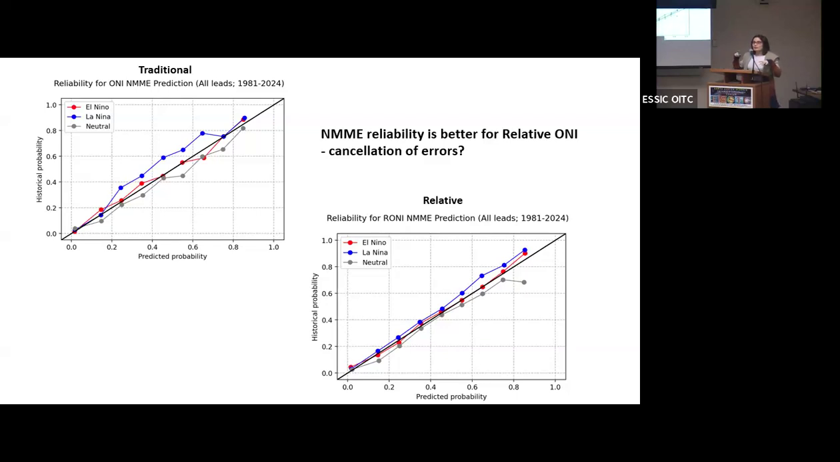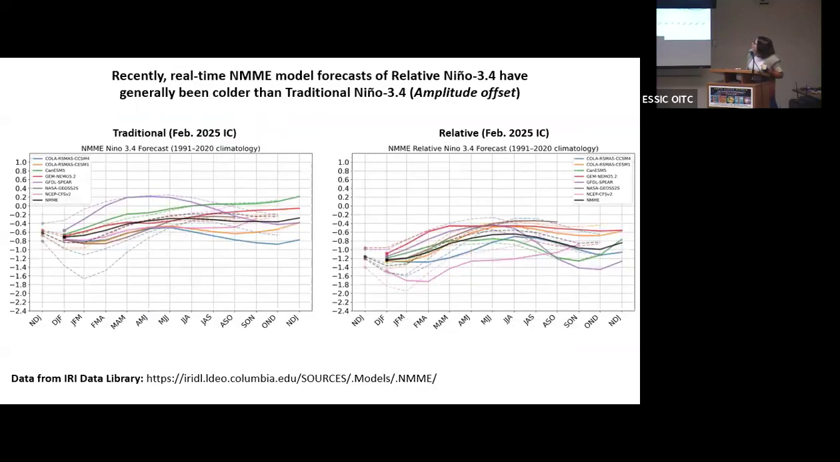In the relative space, keep in mind we're subtracting out the tropical mean. So the tropical mean is another source of error. There's going to be signal and noise in there too. So now you're subtracting out potentially more error. We need to look at this a little closer, but I think that's what's happening here and is why the reliability is improved.